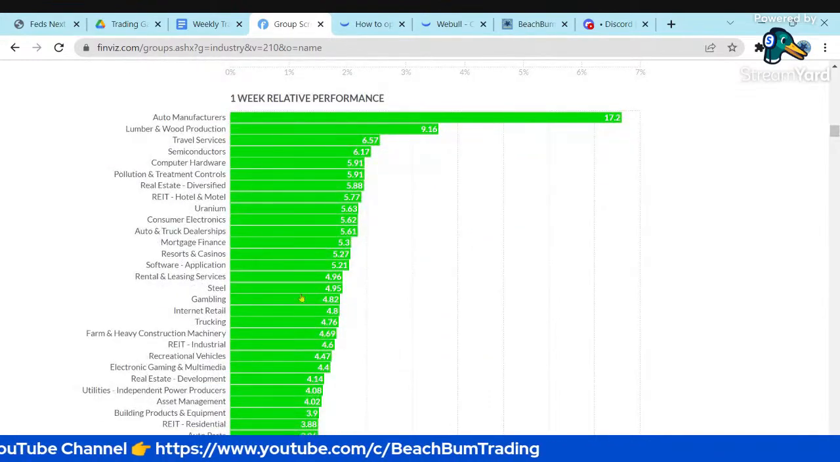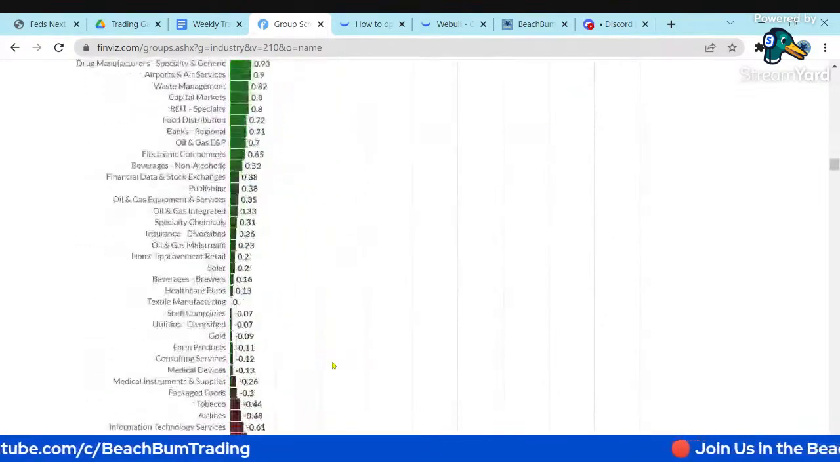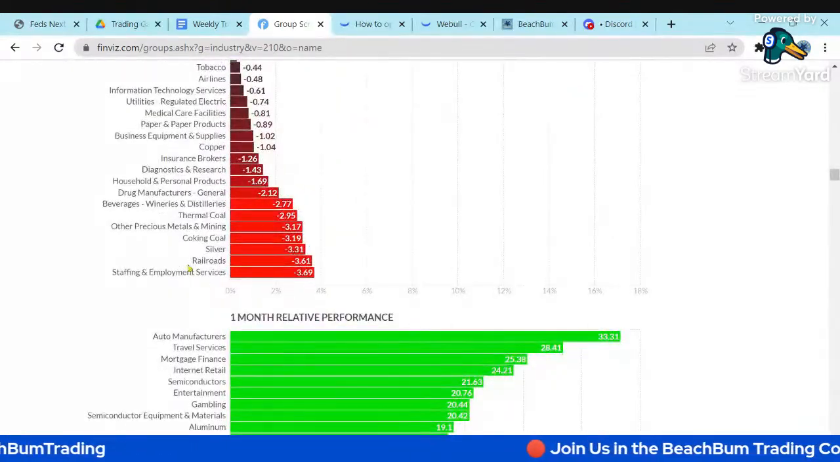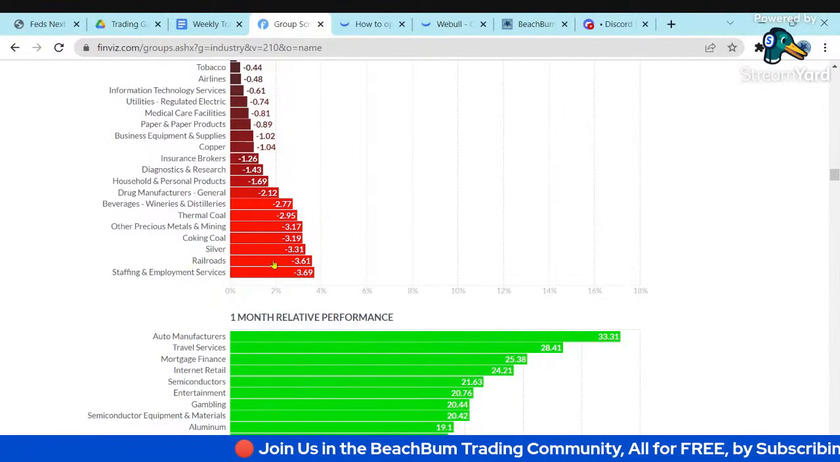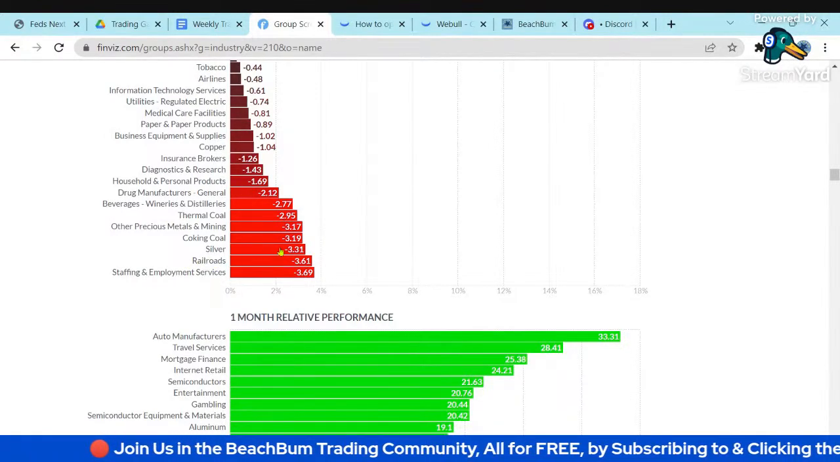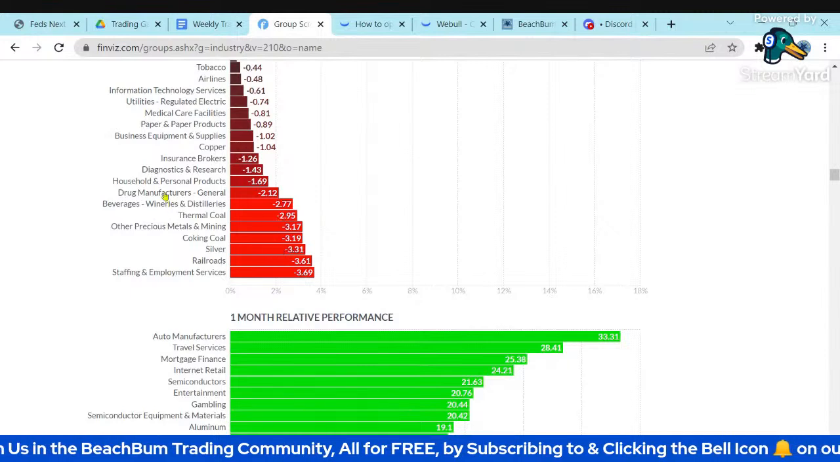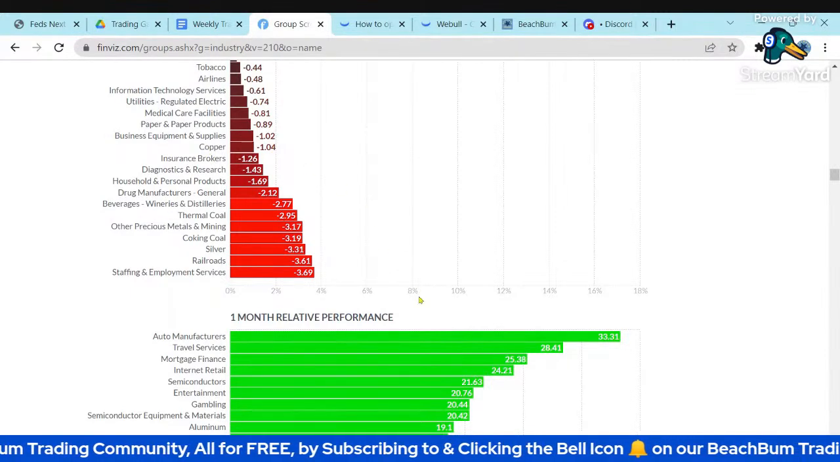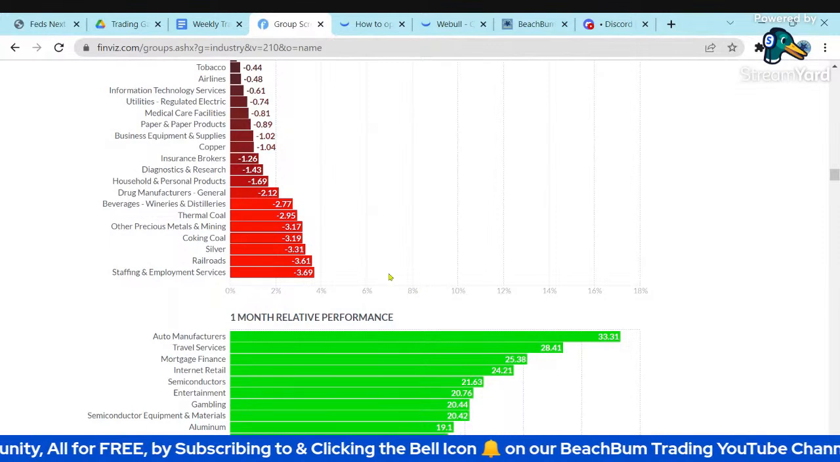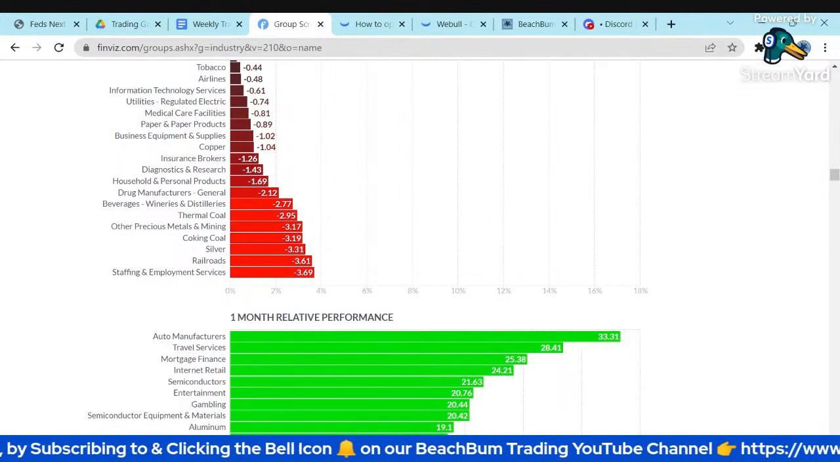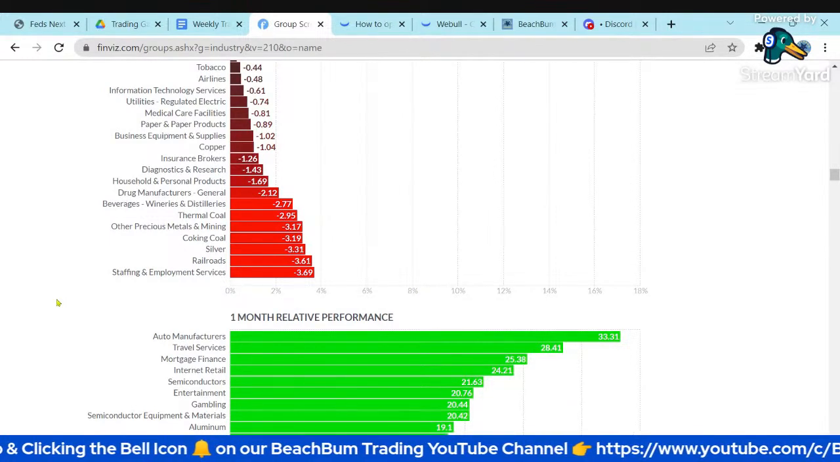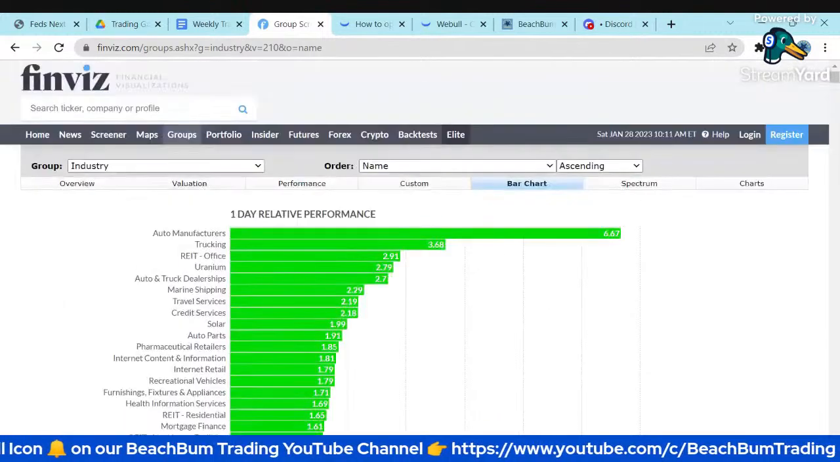For the week, pretty similar, real estate, uranium, and the underperformers, railroads. Again, there's an issue with the railroads underperforming. Again, silver didn't have a good week. Coal didn't have a good week. Copper was actually down for the week. So again, when we get to the futures, we'll be able to see those trends as well. So I hope that helps.